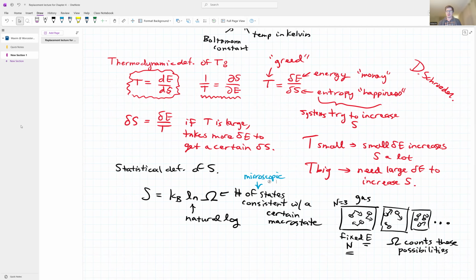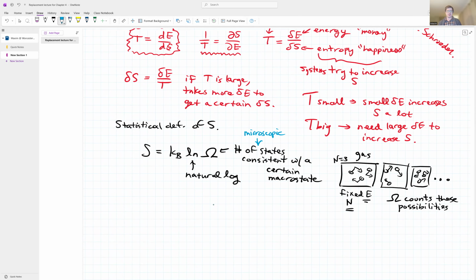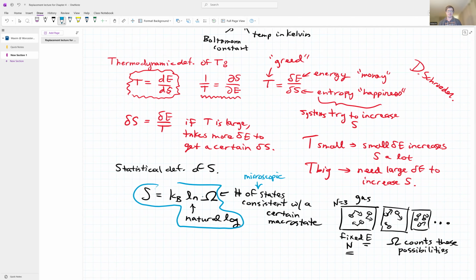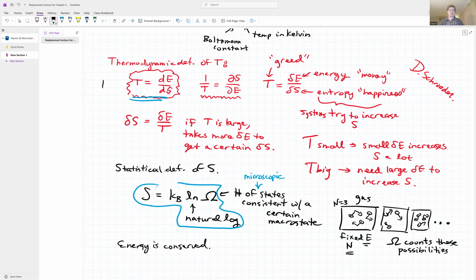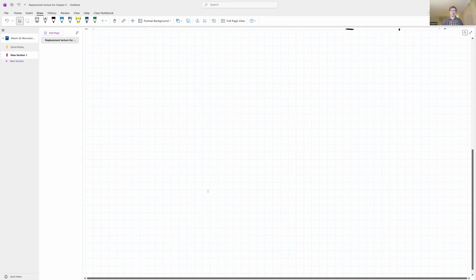Okay, so what does it have to do with vacancies? These are the two things that we'll need: this definition of entropy and this definition of temperature. There is, I guess, one more thing that we'll need, which is energy conservation. So energy is conserved. So those are the three things. One, two, three.